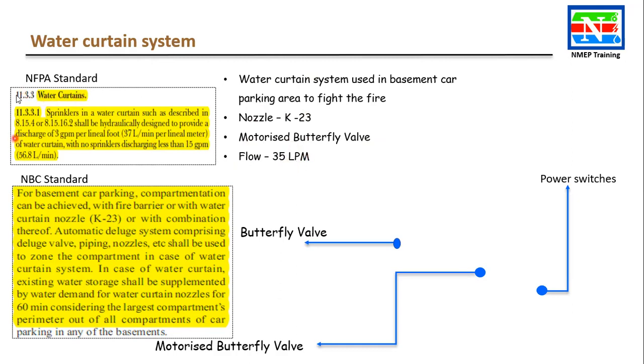So here you can see this is the NFPA standard. This is the NBC standard. In the NFPA standard, we can use sprinklers in the water curtain system, hydraulically designed to provide a discharge of 3 GPM per linear foot or 13 LPM. Water curtain with no sprinkler discharge less than 15 GPM. And in the NBC standard we will use K23.